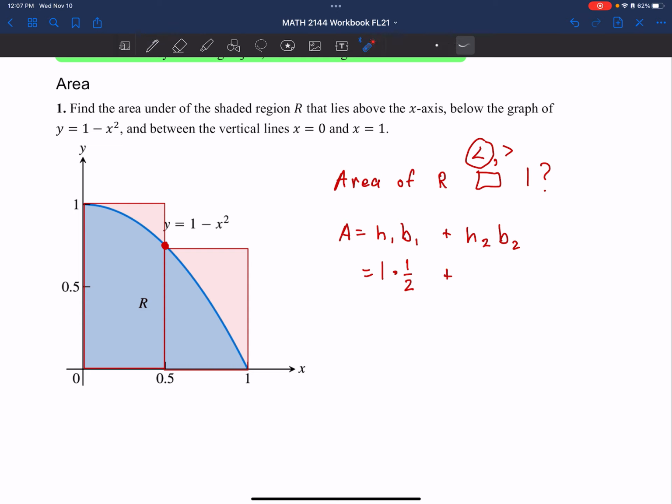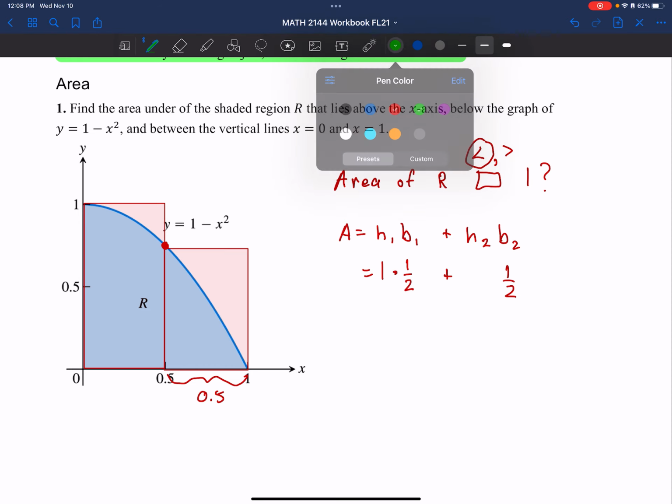So we need to figure out the height of this one. Well, the base is pretty easy because if we look at the base right here, we subdivided it, so the base is going to again just be 1/2. But how do we find the height? Any ideas? Realize that the height is on the function. How do you find a value of something on the function? You plug in x to find the associated y.